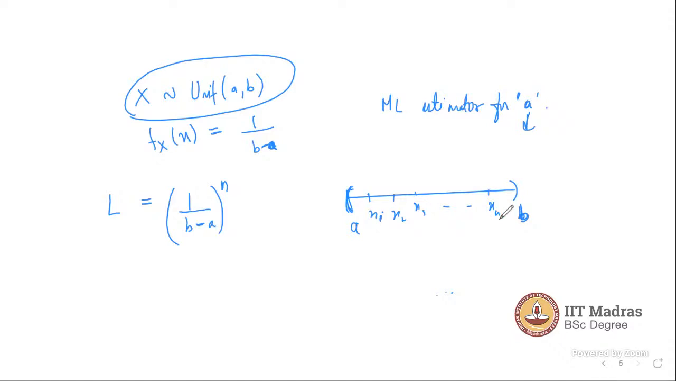Now you have to maximize your likelihood function L. So when is it possible? If you take A to be the minimum of all these samples, it is going to maximize your likelihood function. Yes, ma'am. I got one. You got it? Yes, ma'am. Okay.